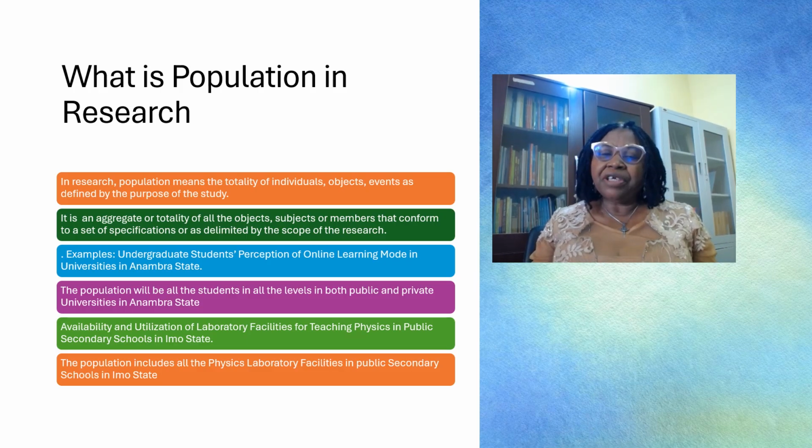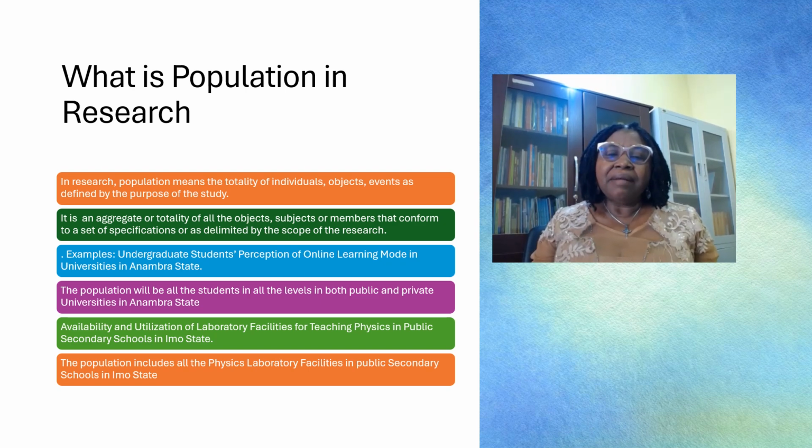What is population in research? In research, population means the totality of individuals, objects, events as defined by the purpose of the study. It is an aggregate or totality of all the objects, subjects, or members that conform to a set of specifications or as delimited by the scope of the research.